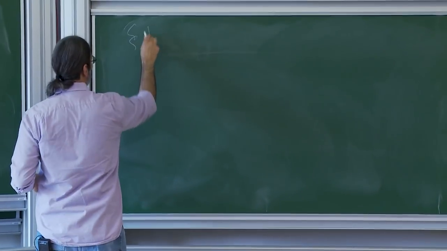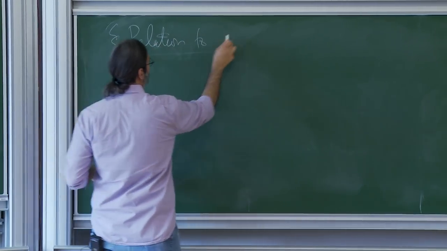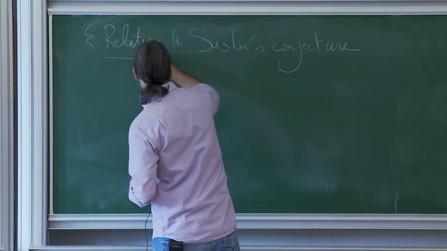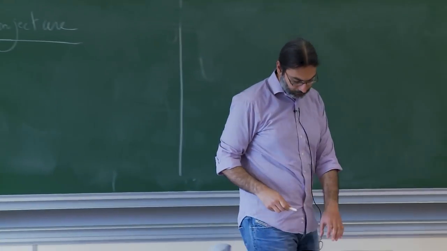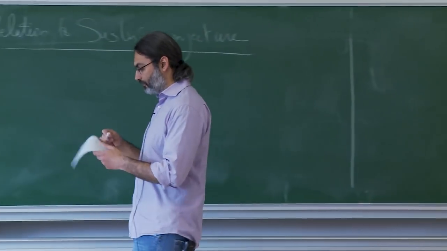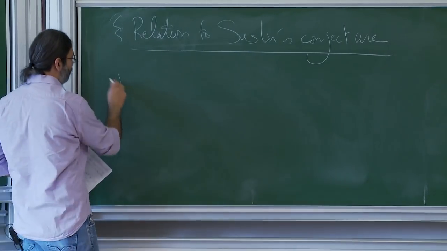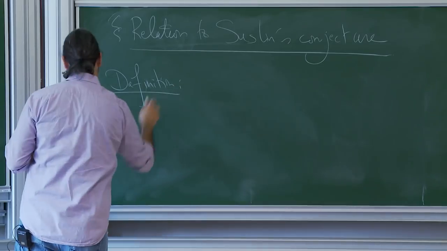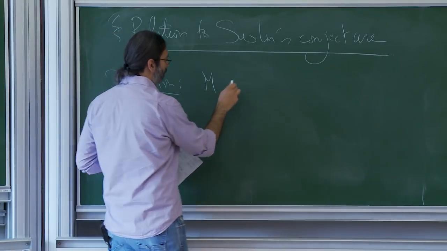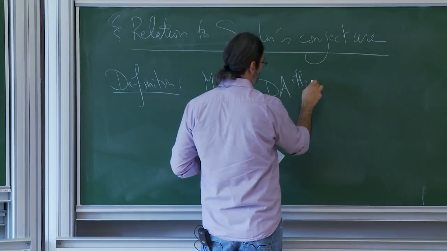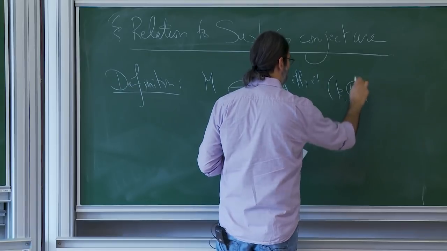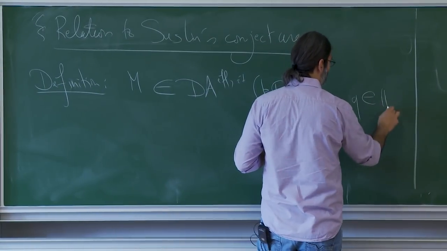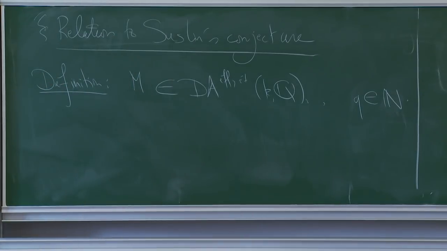Some relation. So we first have to explain what Lawson cohomology is. Here's a definition. Let's start with an effective motif, maybe with rational coefficients. Let us fix a positive integer q. This will be the weight of the Lawson cohomology.